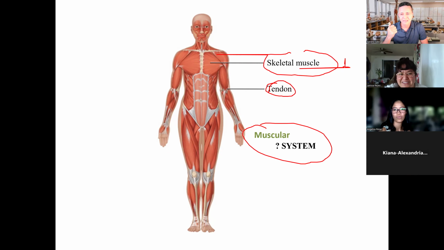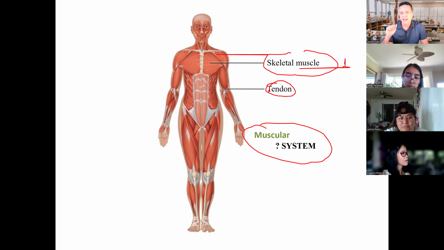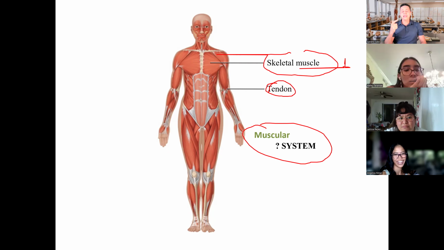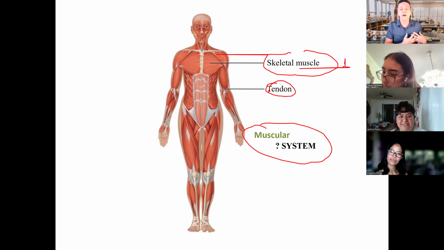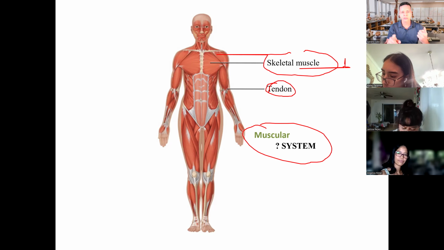Posterior? No, that's a specific type of muscle. No. Cardiac? Cardiac. Yes, bingo. Our heart is a big ball of muscle. Okay? Now, it's not a skeletal muscle. It's not a smooth muscle. It's made of cardiac muscle. So we have skeletal, cardiac, and smooth.